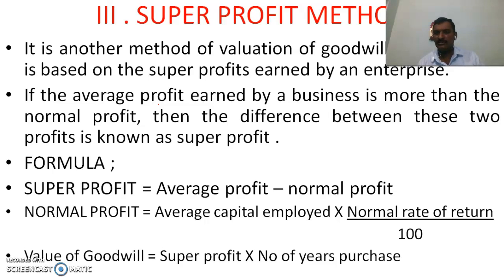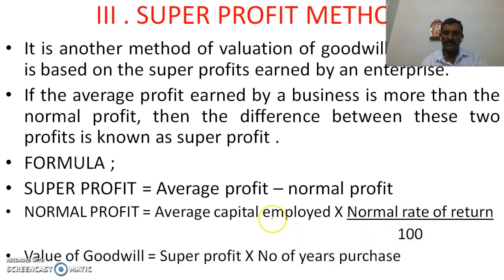You have learned in the last session how to find the average profit. For finding the average profit we take the total of the past years' profits and divide by the number of years, and then we get the average profit. Now the thing is how to get the normal profit. The normal profit can be ascertained using this formula: average capital employed into normal rate of return divided by 100.